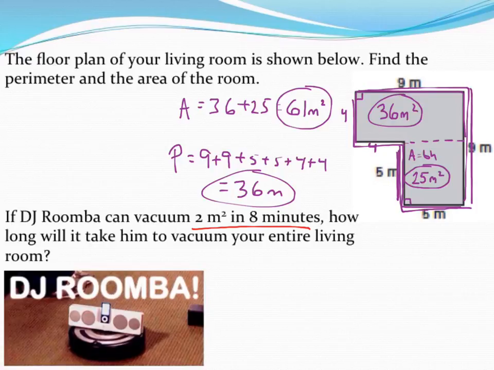Well, first question I need to figure out is whether I'm working with area or perimeter. Since the vacuum is cleaning the entire living room, not just the outside of it, I need to be working with area. So that's what I need to be using this time. There's, again, a few ways to do this problem. So if you have your own method that works out, go ahead and use it. But what I like to do is use a proportion problem.